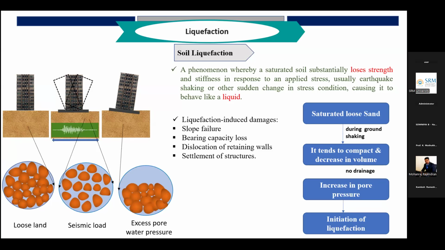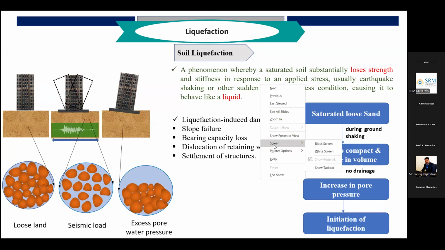Okay, sir. Let us move on to this topic, soil liquefaction. Many of you are very much aware of this soil liquefaction issue. It is essentially triggered during an earthquake. It's one of the most critical issues occurring during an earthquake.